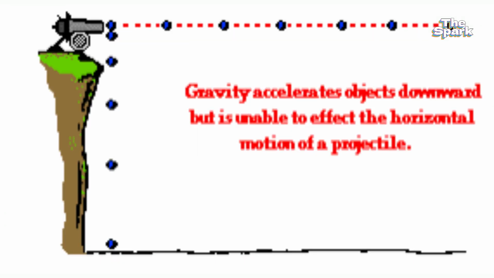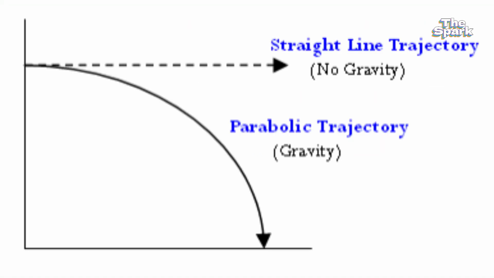When you launch an object, like throwing a ball, it moves forward because of its initial speed. This is the horizontal motion. At the same time, gravity begins pulling it downward, creating vertical motion. The magic lies in how these two motions combine.